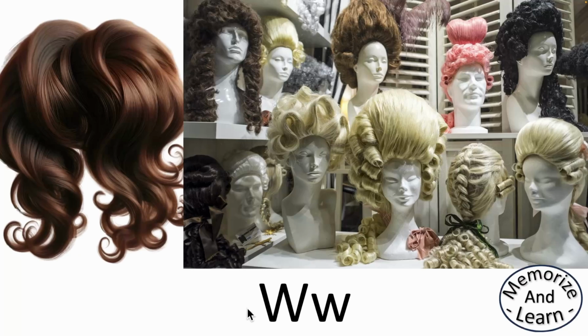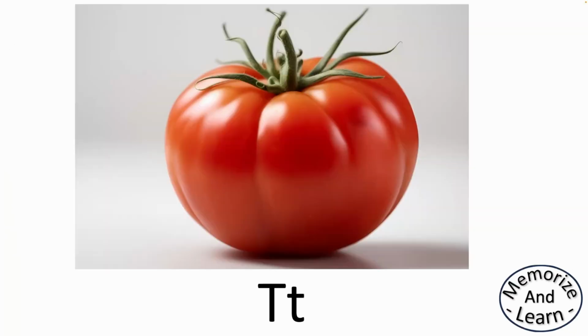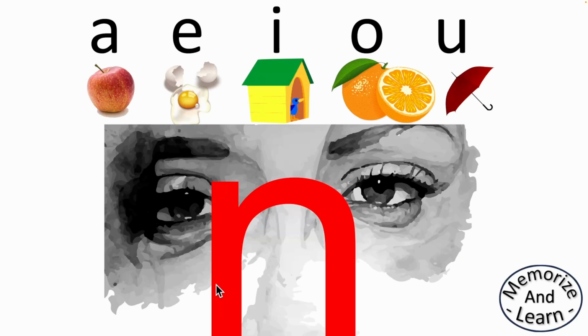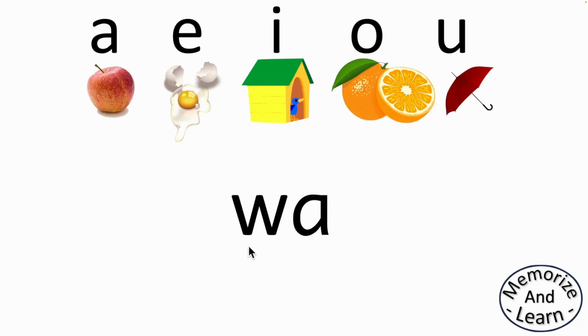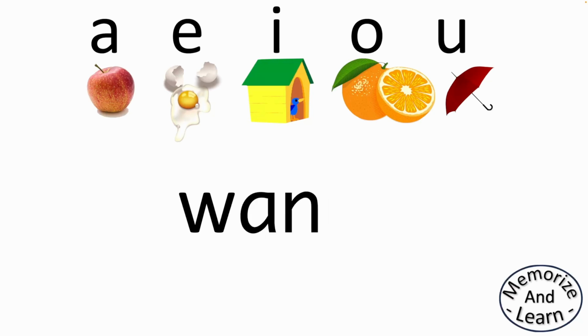What sound does the W make? W makes the sound W, like wig. What is the sound of this letter? T makes the sound T, like tomato. What is the sound that this letter makes? N, like nose. Nose begins with the sound N. Please read these letters. Wah, wah. Now we'll add another letter. Please read this together with me.